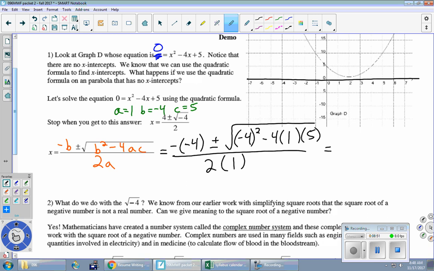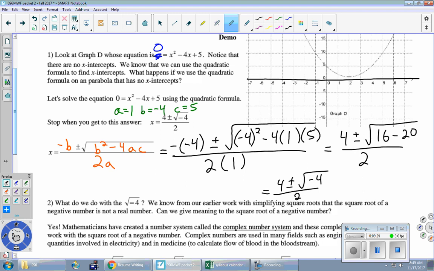Equals, so now we'll do a little arithmetic. Negative negative 4, we said that's positive 4. Plus or minus square root of negative 4 squared, how much is that? 16. Ultimately, is this going to be a minus or a plus? That is a minus. There is a single negative sign there. So I copy it. 4 times 1 times 5, that's easy. That's 20. Divided by 2 times 1, also easy. That's 2. Okay, last step here. 4 plus or minus square root of 16 minus 20, that is negative 4. Divided by 2.